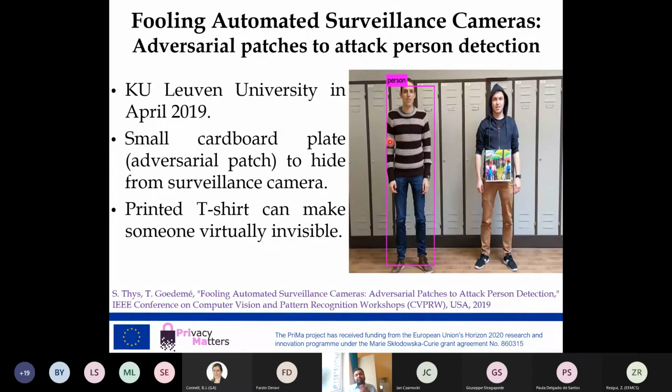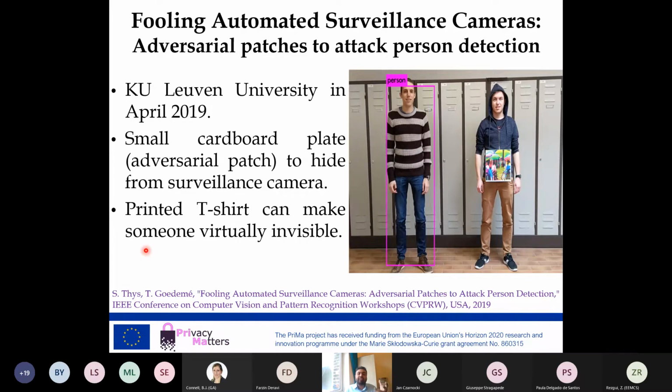Another technique, at KU11 University: they have used a cardboard plate with adversarial patches printed on it to hide themselves from surveillance cameras. You can see here that without the patch, a person is easily identified, but when he is wearing the patch, the cameras are not able to identify the person.